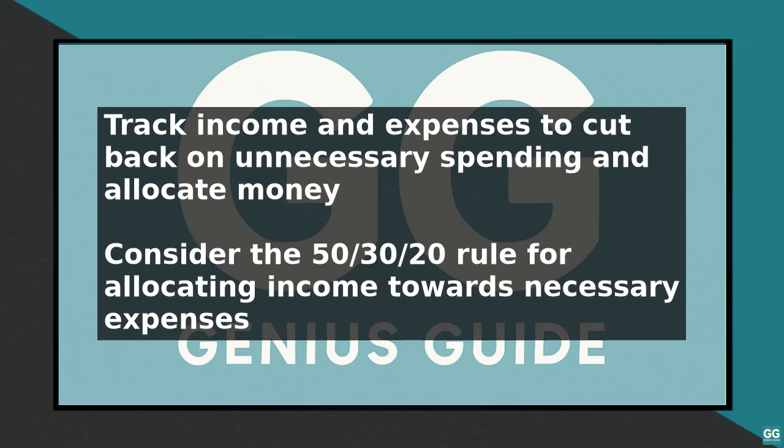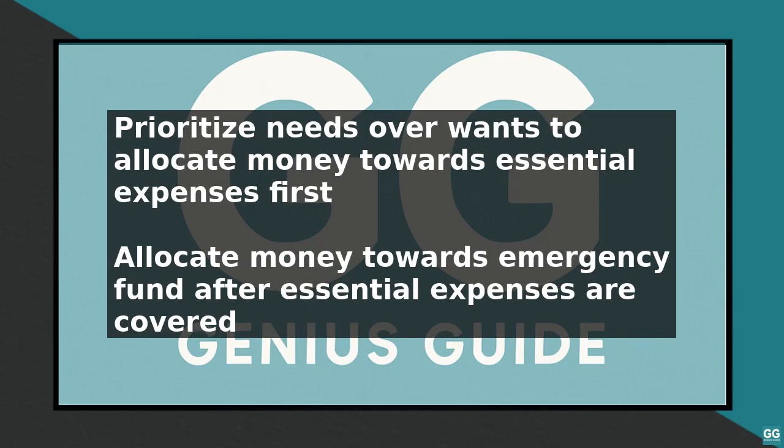Another key concept is to prioritize needs over wants, making sure to allocate money towards essential expenses such as rent, utilities, and groceries, before spending on non-essential items. By doing so, you can free up more money in your budget to put towards your emergency fund.